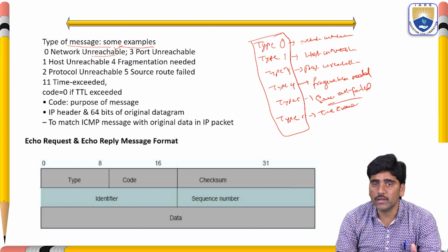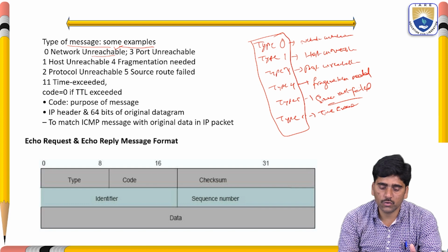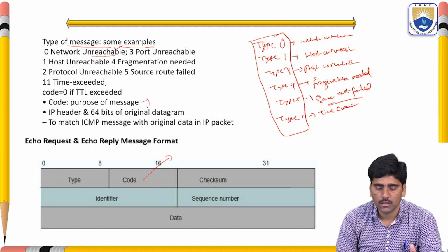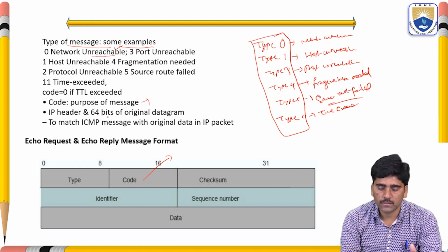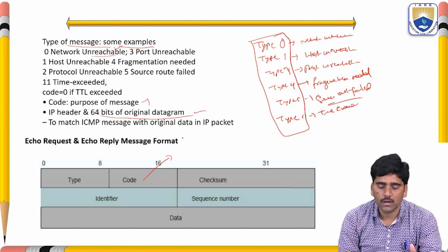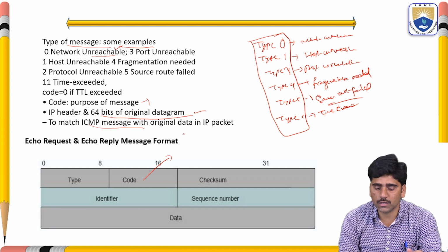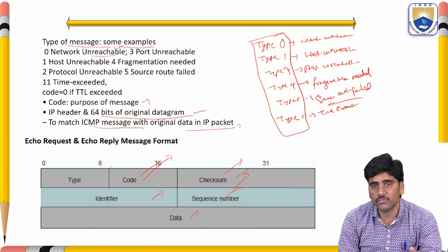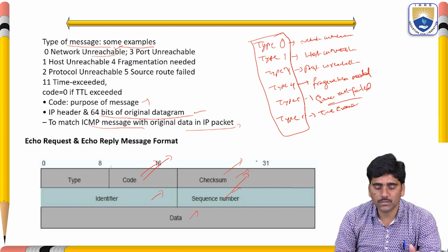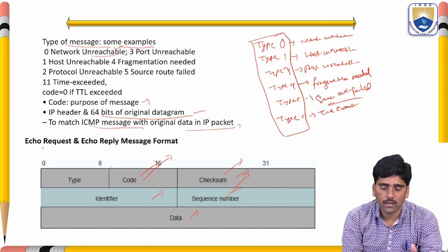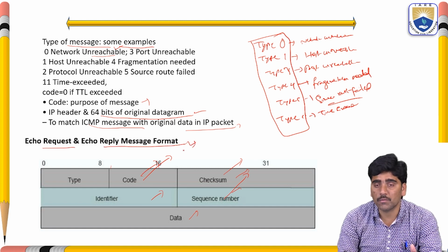So code 0, if TTL is exceeded, the code is this field. The code field indicates the purpose of the message, and the IP header and 64 bits of the original datagram are there to match the ICMP message with the original data packet. So those are the fields it contains: the ID, the sequence number, the type, the code, and the checksum. These are the fields contained in the echo request and echo reply message format.